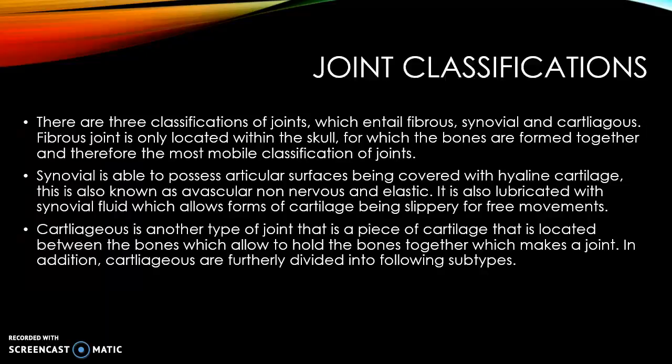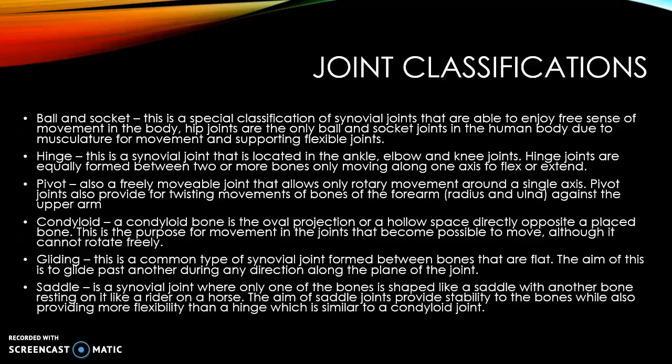In addition, cartilages are further divided into the following subtypes, which are epiphysis, diaphysis, metaphysis, and epiphyseal plate of cartilage. So, moving on, you've got your ball and socket, your hinge, pivot, condyloid, gliding, and saddle. So again, these are all different types of joint classifications.